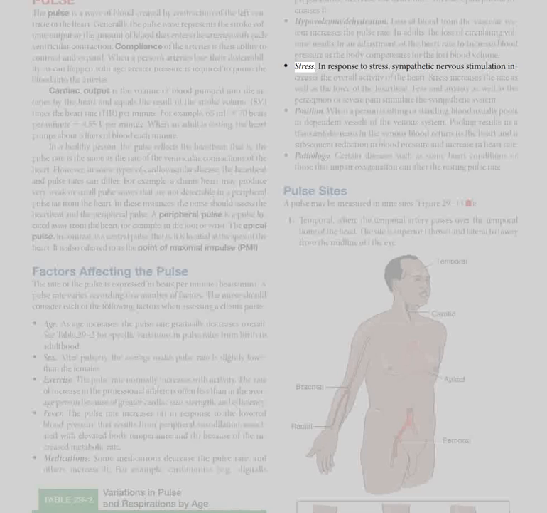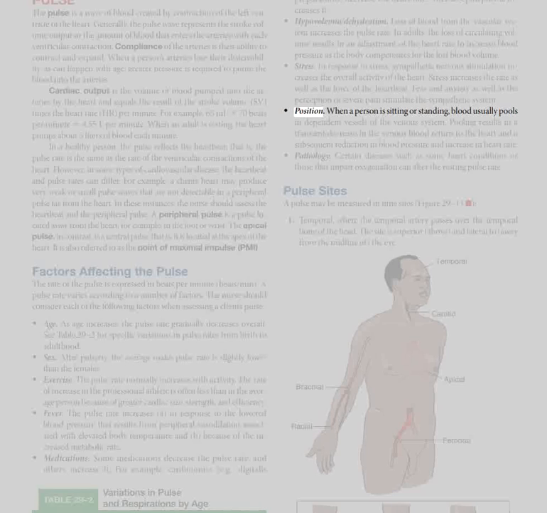Stress. In response to stress, sympathetic nervous stimulation increases the overall activity of the heart. Stress increases the rate as well as the force of the heartbeat. Fear and anxiety as well as the perception of severe pain stimulate the sympathetic system.